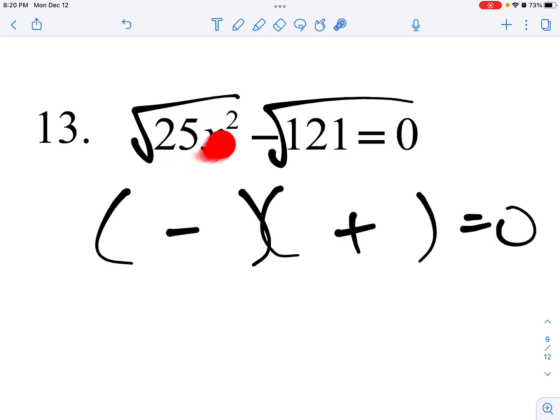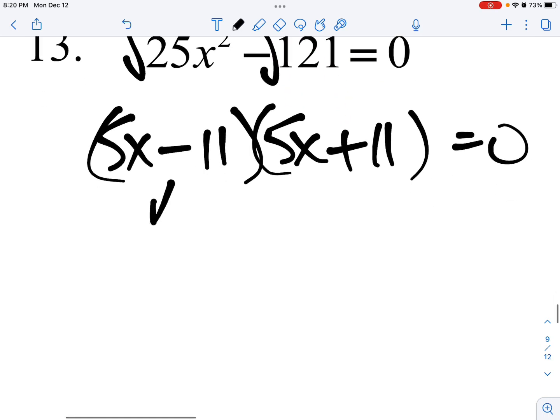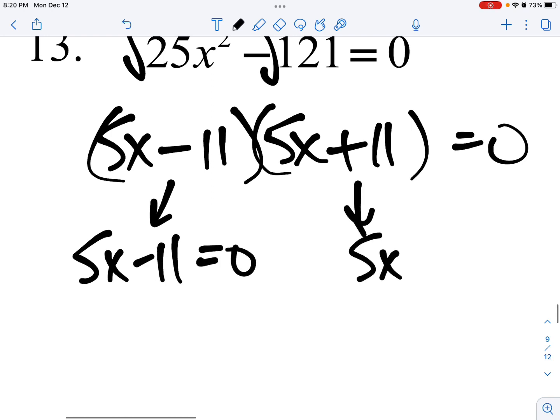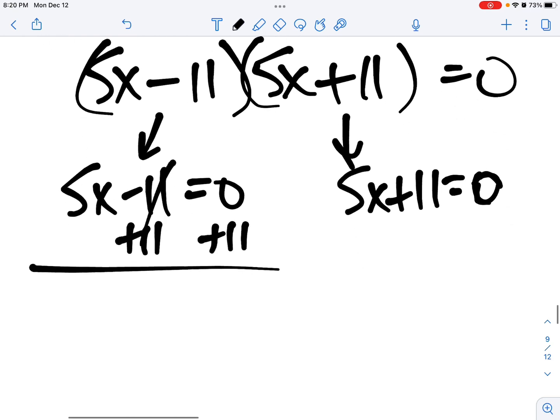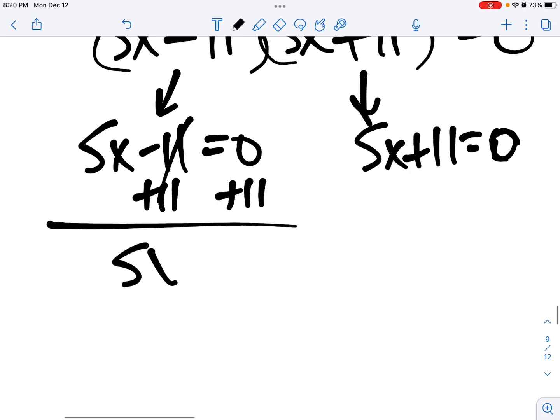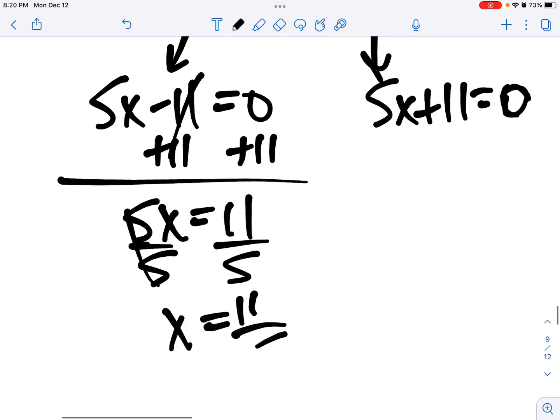When you square root 25 and x squared, you get 5 and keep the x with it. Check in your calculator. When you square root 121, you get 11. I need to equal both of these to 0. For this one, I'll start by adding 11 to both sides. Get 5x equals 11. Divide 5 on both sides. X equals 11 over 5.